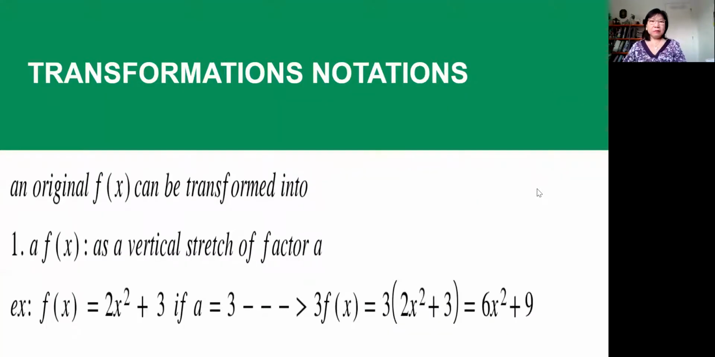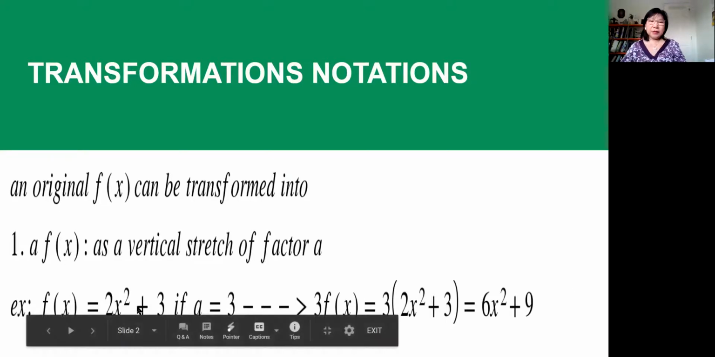So for my first slide, I am talking about transformation notations. Any original f of x can be transformed into a new f of x as a vertical stretch by a factor of a. For example, I give you a function f of x, and this is a quadratic function. You can notice this is the degree of the polynomial function, degree 2. And this is the quadratic function, 2x squared plus 3.